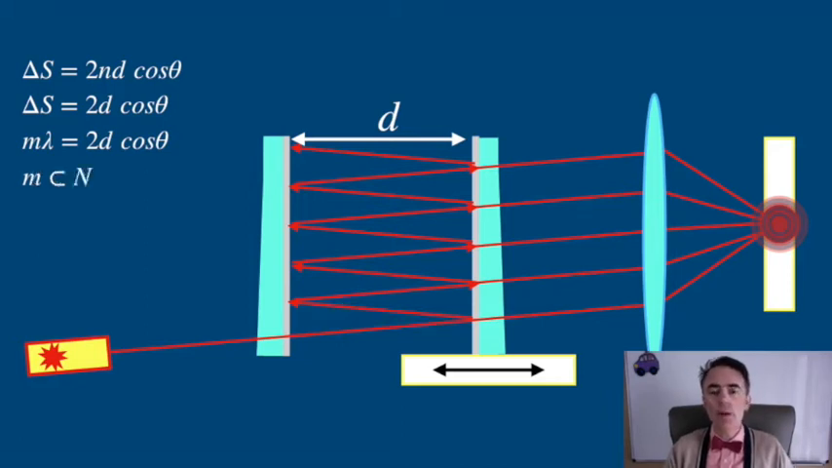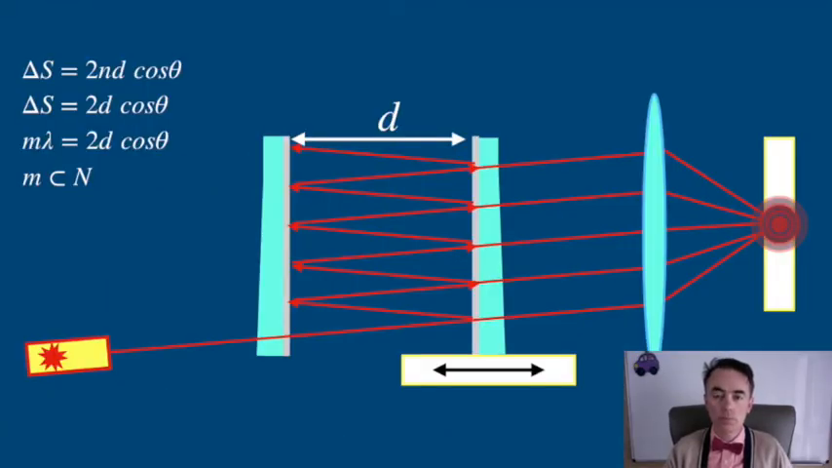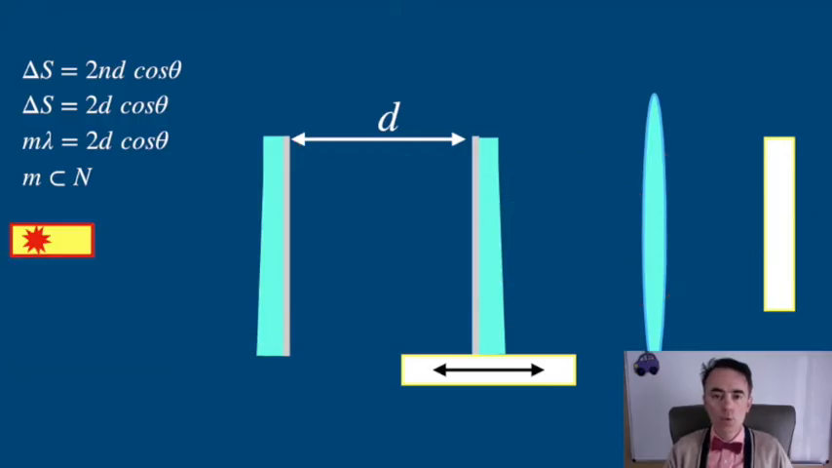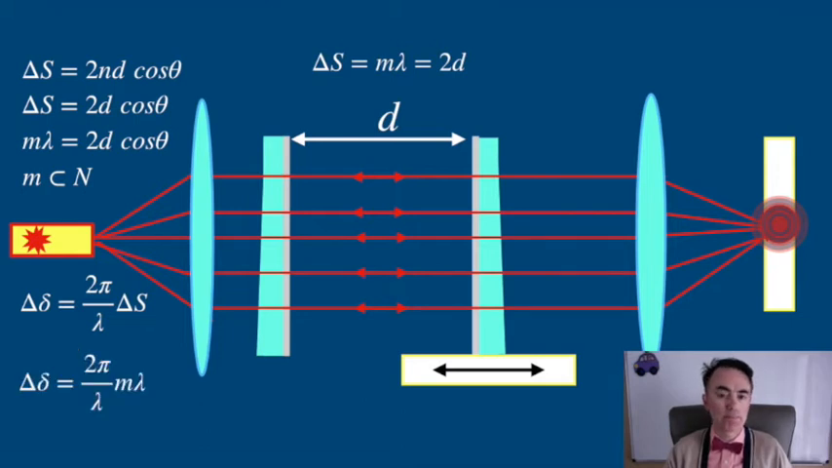The interference pattern will, again, be a set of concentric rings, just as in the case of Newton's rings or in the Michelson interferometer. If you set the source of light parallel to the optical axis of the cavity, then the cosine of theta is 1, and m lambda is 2d. The phase that allows this is 2 pi over lambda times the path difference delta S, so delta delta equal to 2 pi m.